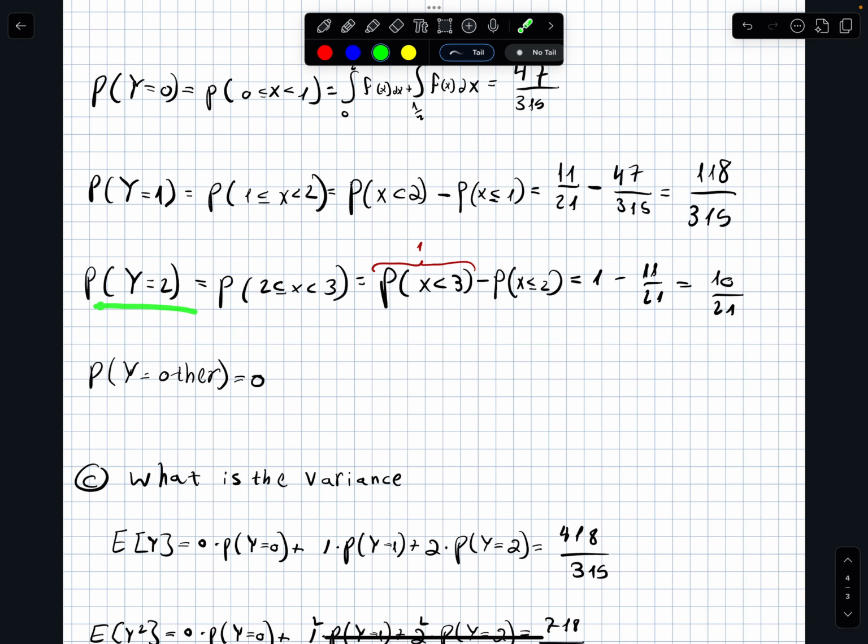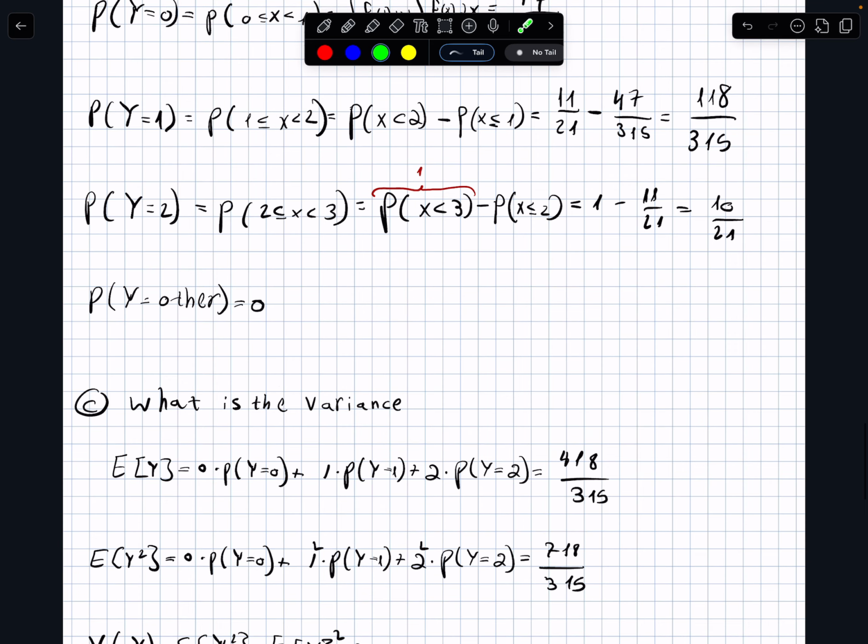Then I did the same thing for y equals 2. So I split it with x between 2 and 3. I know the probability of something being less than 3 is 1, and the probability of being less than 2 is the same as here, 11 divided by 21. So here I got the value, and the end value for y equals 2 is 10 divided by 21. For each other y, it will be 0.